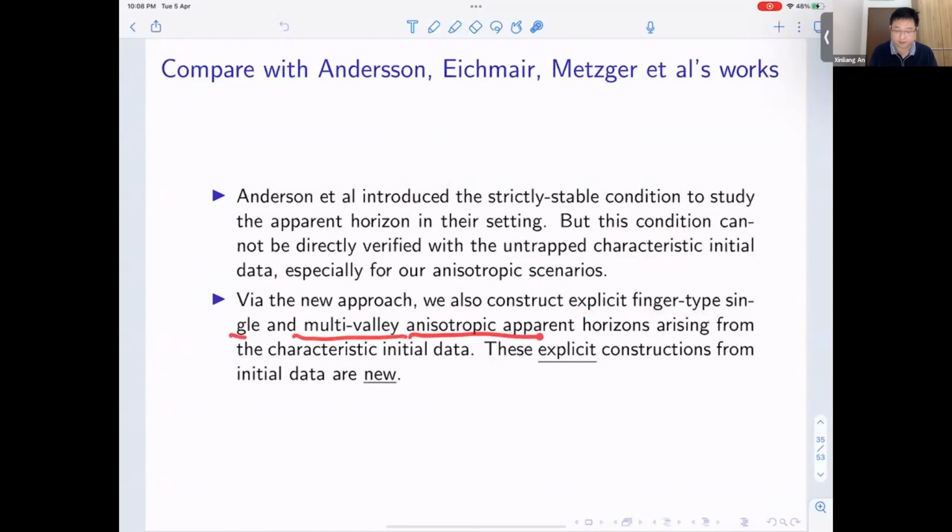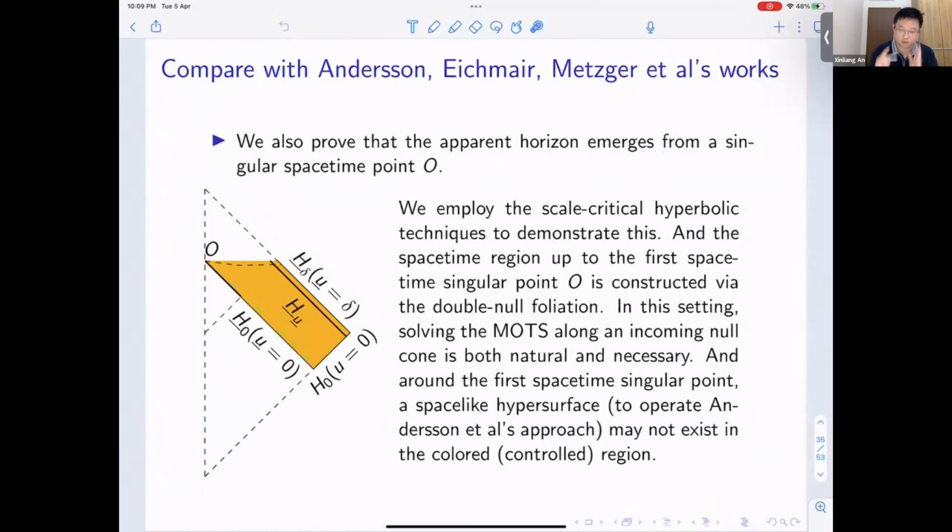We also prove that the apparent horizon in this setting emerges from only one singular spacetime point, and we can do this because we use the scale-critical hyperbolic techniques to demonstrate this. So this is the region where we use the scale-critical result, and we can get it. And this will be the first spacelike singularity.